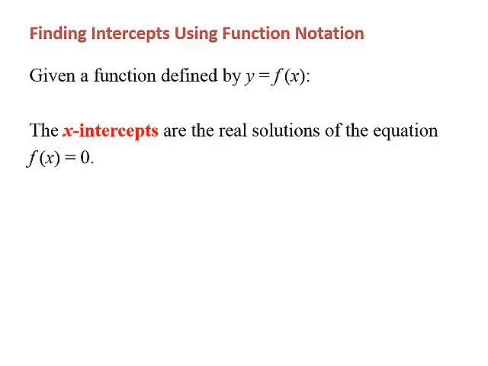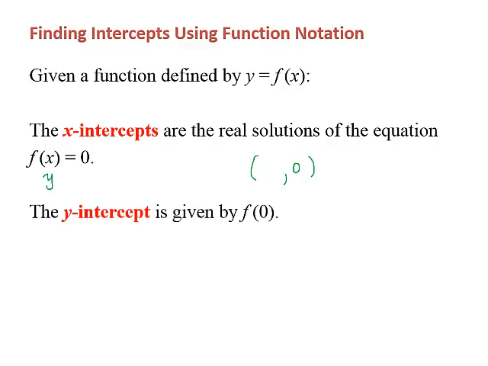Remember that f of x is nothing more than y, so to find the x-intercepts, we are finding the x values that correspond to a y value of 0. The y-intercept is given by f of 0. The input in this case is 0, that is x equals 0, so these correspond to the ordered pair 0, some number. Same concept, just different way of thinking about it.